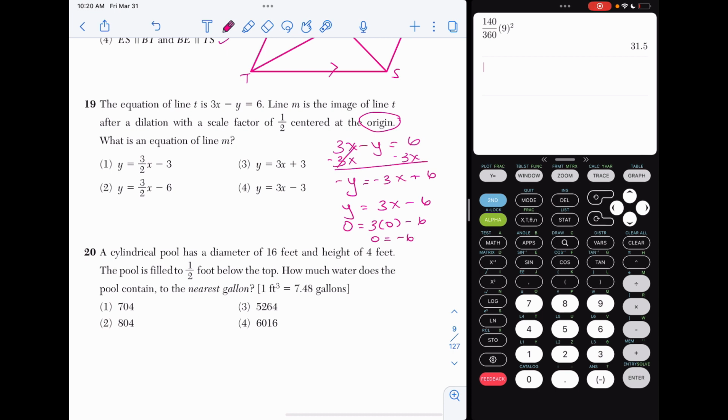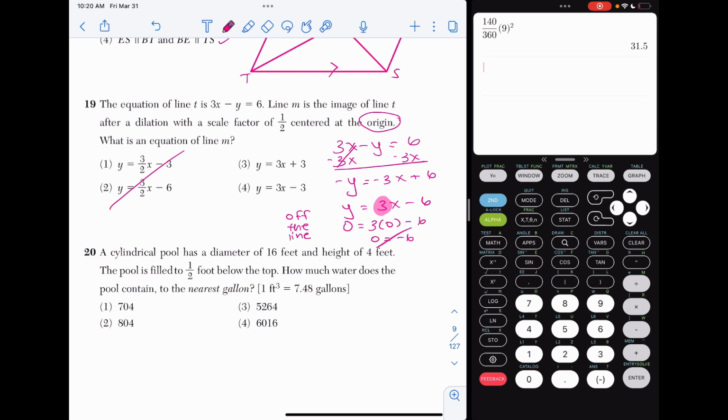Does 0 equal -6? Nope, so that's not true. So I say here that the center is off the line and that it's the origin. Anytime that happens, you're going to keep the slope the same, but multiply the y-intercept by the scale factor. So the slope, keep it 3, means choice 1 and 2 are automatically wrong. And we're going to multiply the y-intercept by the scale factor.